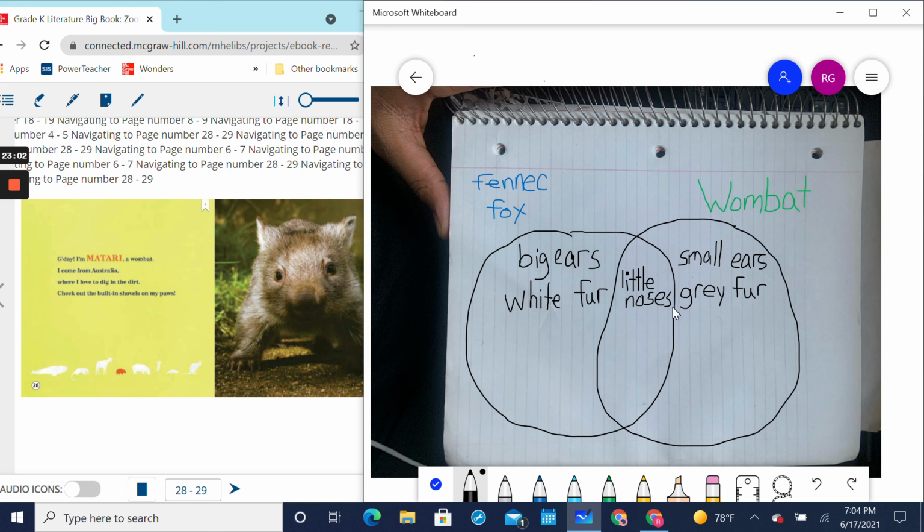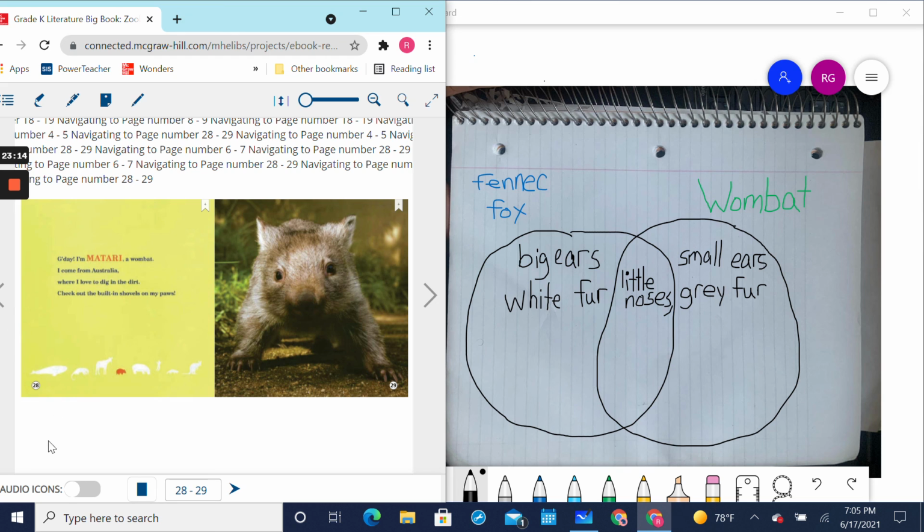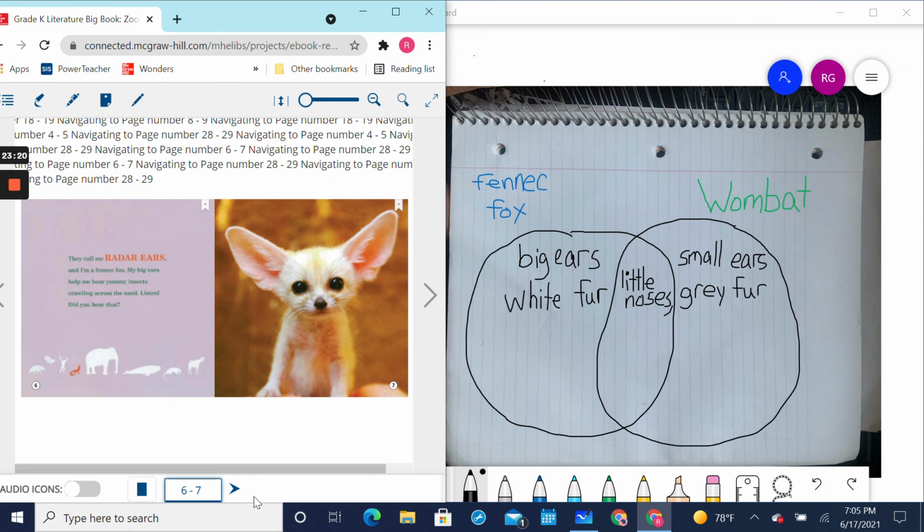We also can see something else that is the same. What is it? What else could be the same? Well, something that's super duper easy peasy lemon squeezy to see is that they're both babies. They're both babies, so we can put babies in the middle.